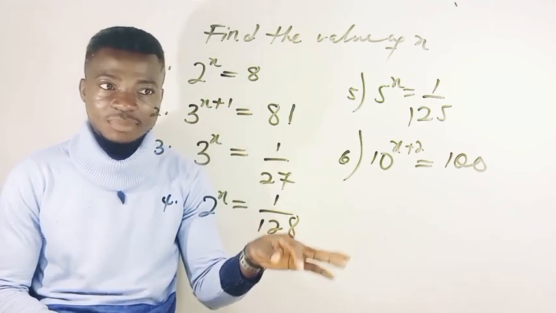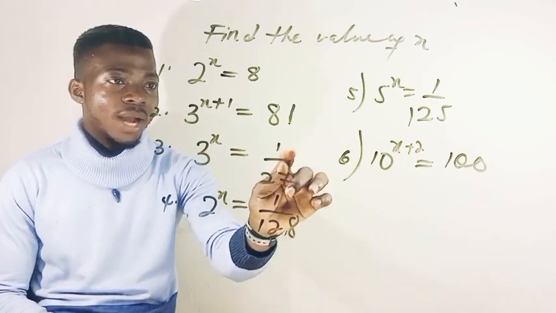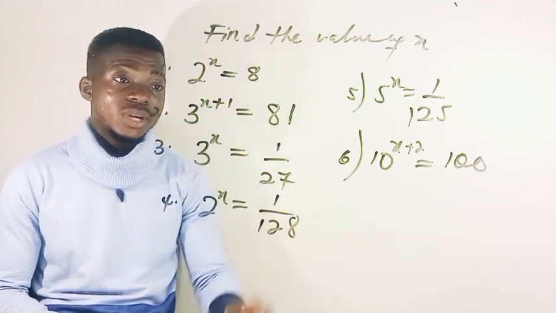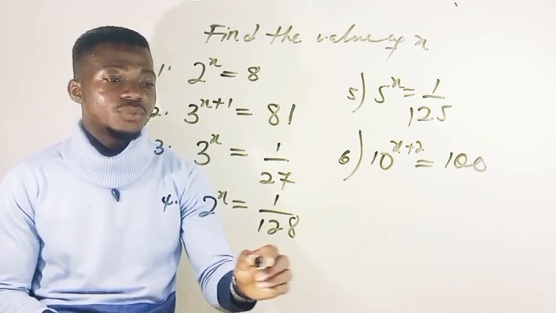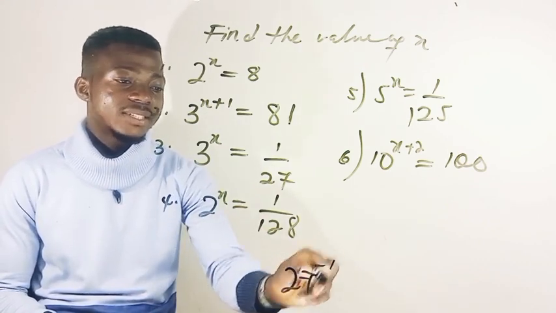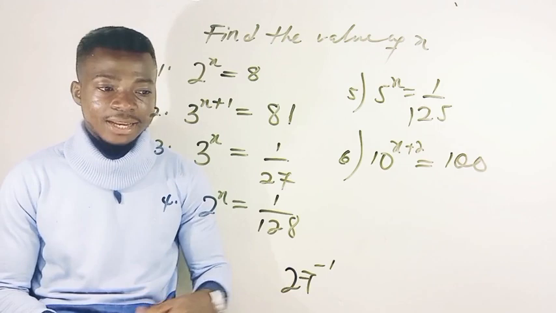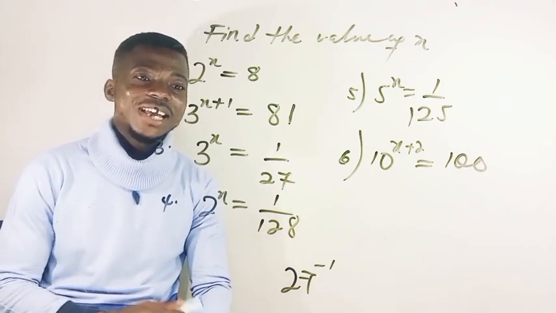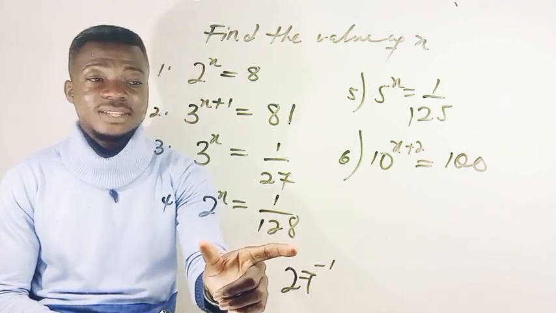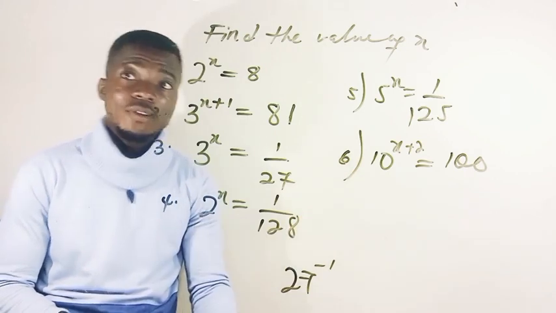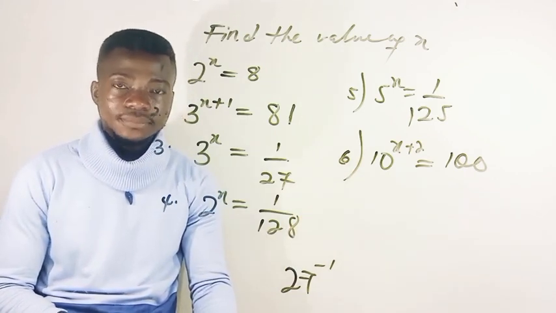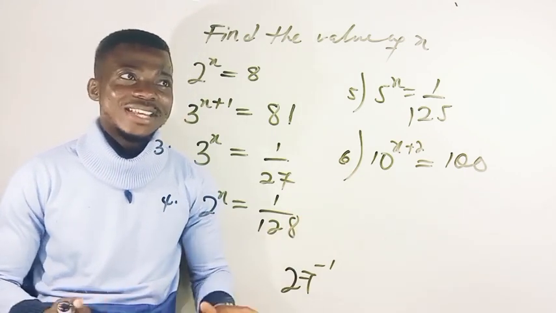Then you pick the exponents. For this one, the 1 over 27, you just have to write 27 like this, then you write that in an index form and you pick it. The same for this. The same for all of them. Brilliant. I think you don't have any issue.